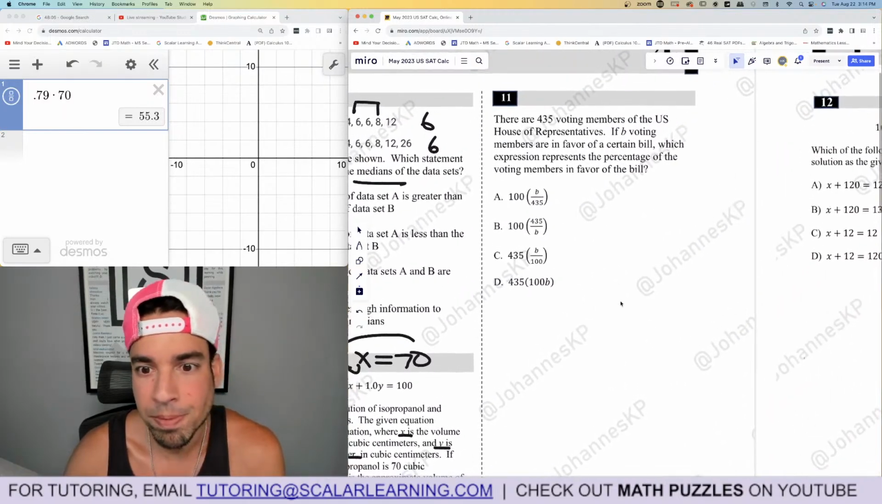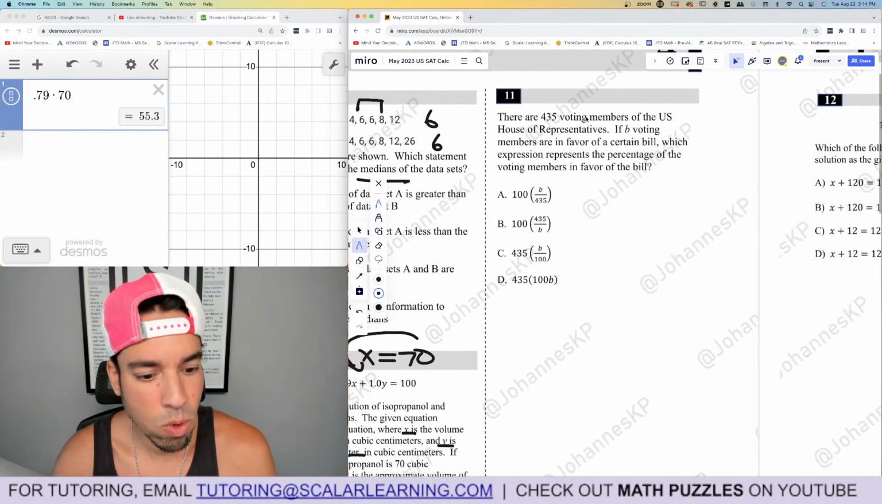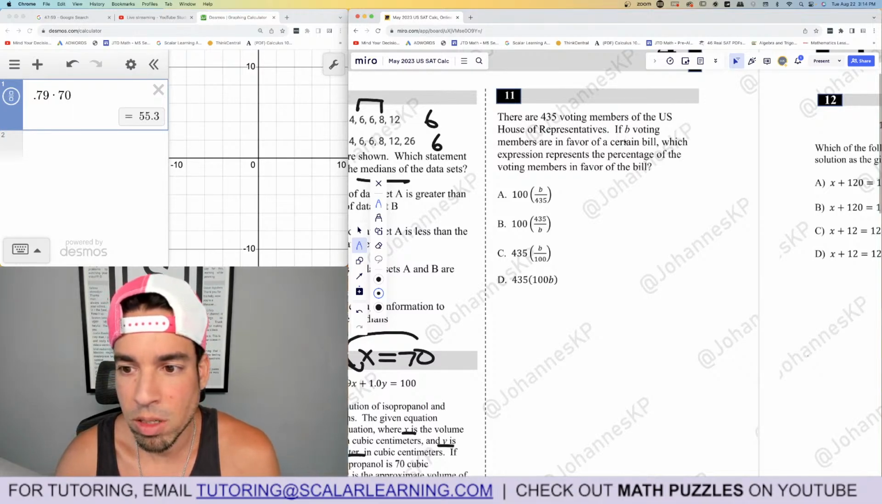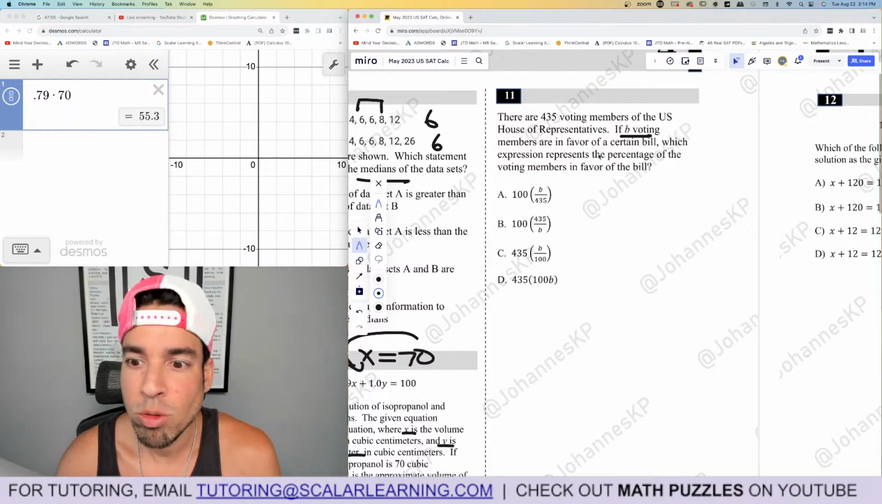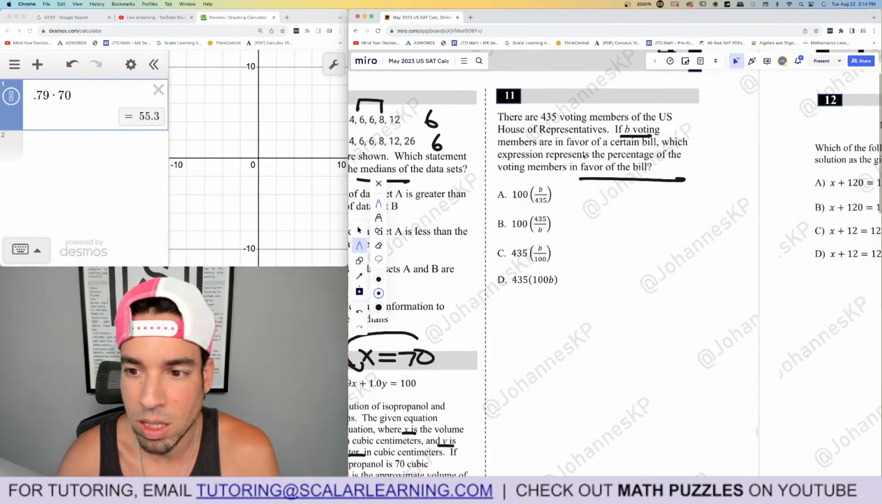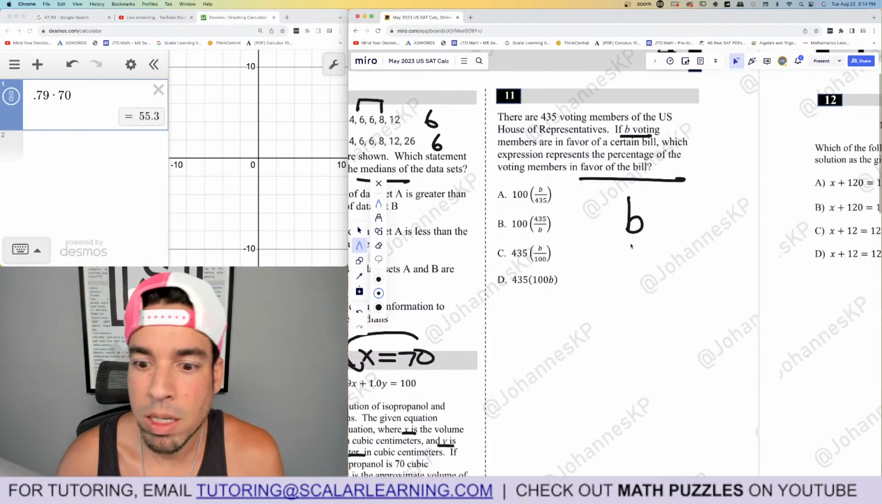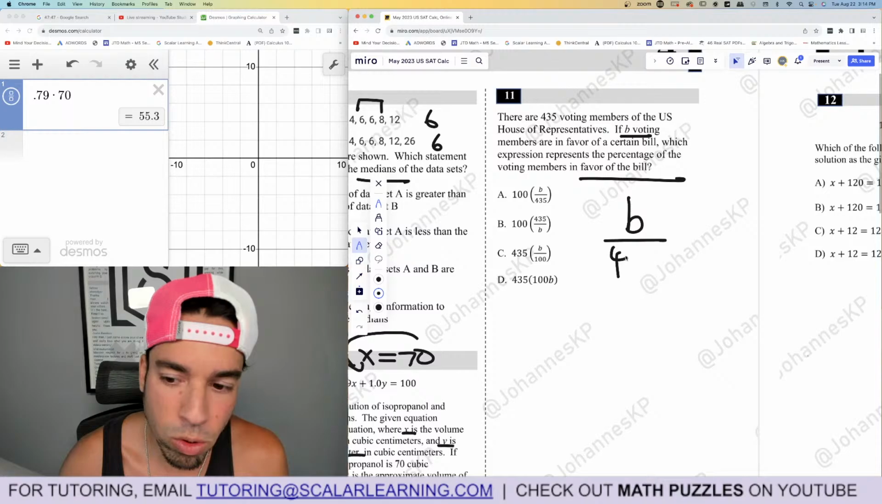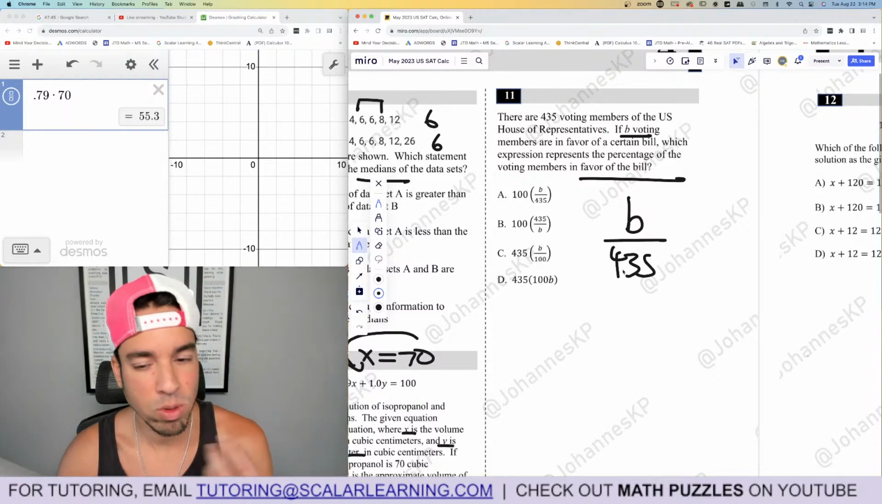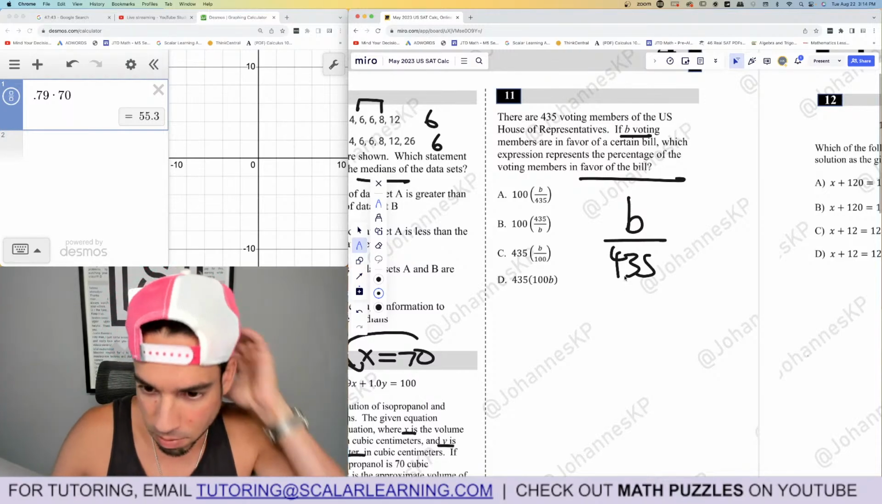All right, 11. There are 435 voting members of the U.S. House of Representatives. If B voting members are in favor of a certain bill, which expression represents the percentage of voting members in favor? Just making sure I didn't misread anything. So it would be B out of 435. That's the fraction, which will give you the decimal equivalent of the correct percent.